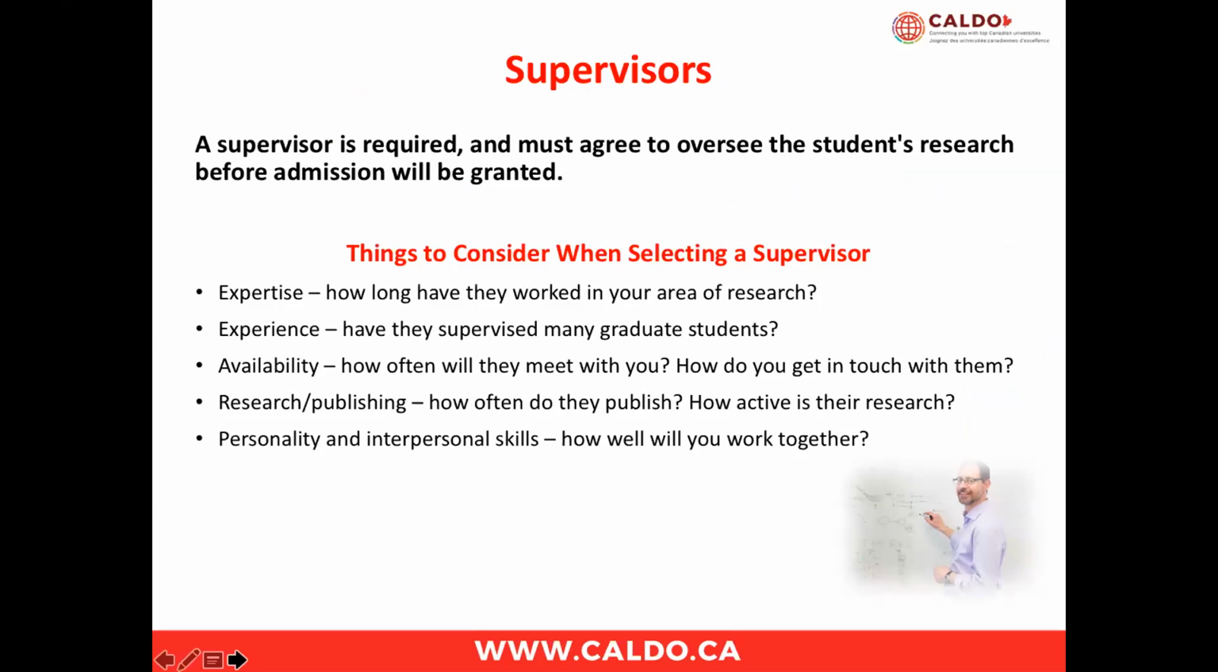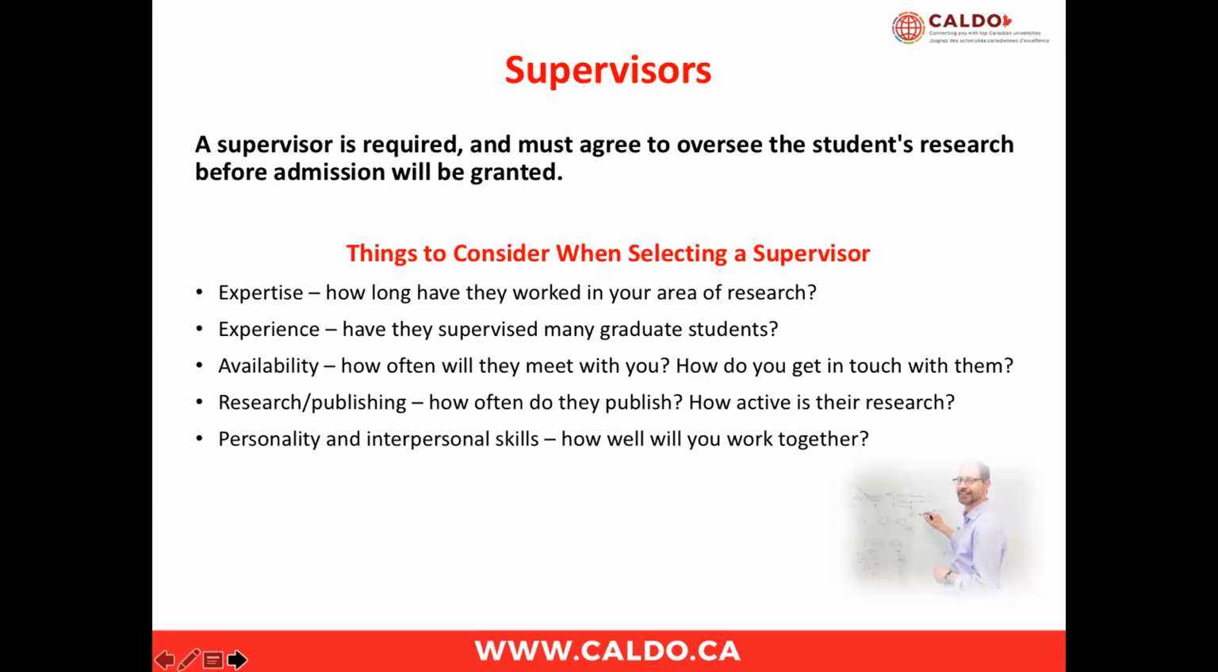So some of the things that you should take into account are, for example, the expertise. How long has this person been working in your area of research? Experience: have they supervised many graduate students? Availability: how often will they meet with you, and how do you get in touch with them? Research and publishing: how often do they publish? How active is their research?